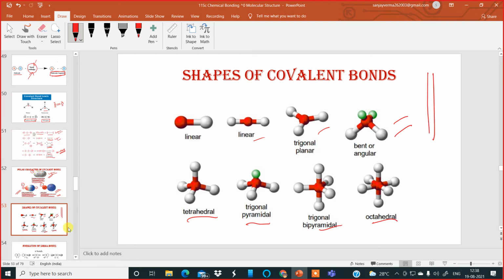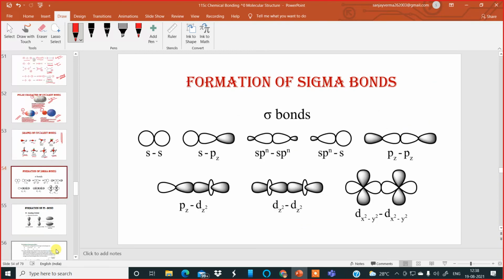Okay. Now, look at the next slide. An important slide. Formation of sigma bonds. When the s orbitals overlap, it always forms a sigma bond. An s orbital and another s orbital always result in the formation of a sigma bond.